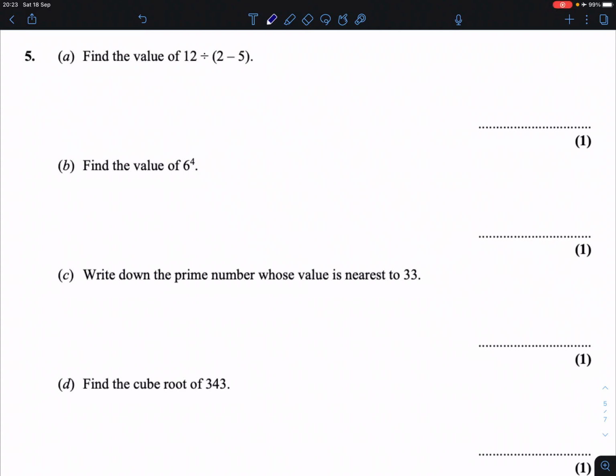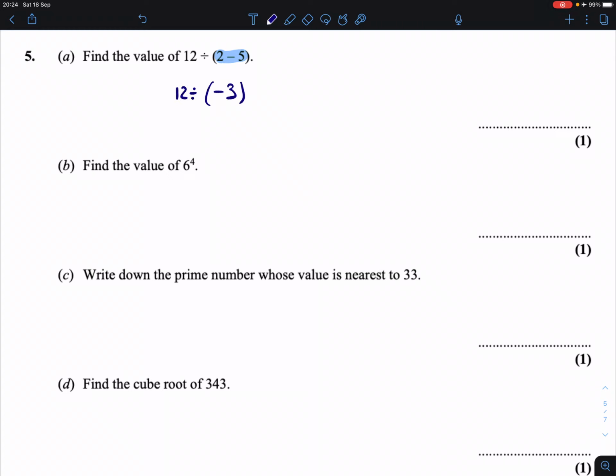Question 5a. Find the value of 12 divided by, in a bracket, 2 minus 5. Well, 2 take away 5 is minus 3 for starters, and we should be doing that because the sum is in brackets, in terms of us following BIDMAS or BODMAS rules. We then have 12 divided by negative 3.